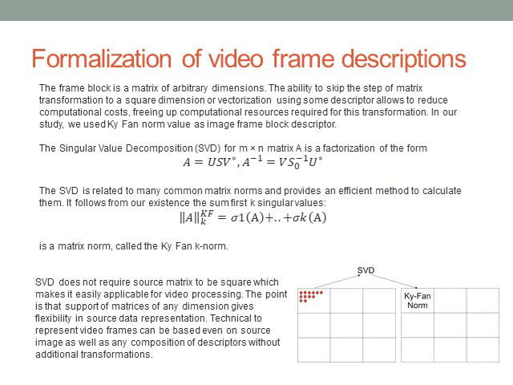SVD does not require the source matrix to be square, which makes it easily applicable for video processing. The point is that support of matrices of any dimensions gives flexibility in the source data representation. Techniques to represent video frames can be based even on the source image as well as any composition of descriptors without additional transformations.